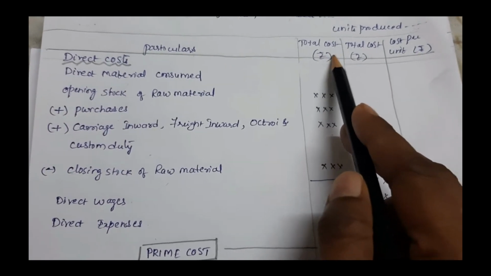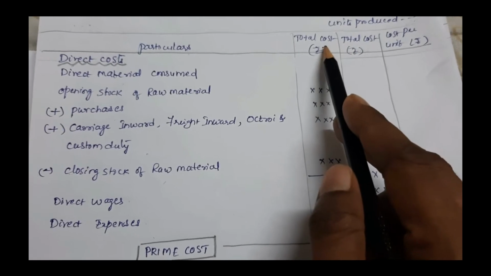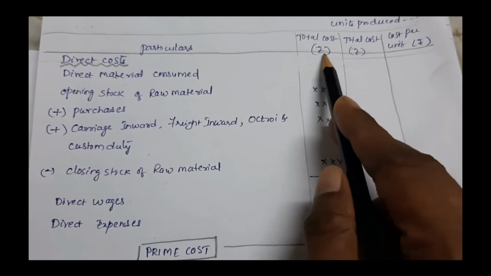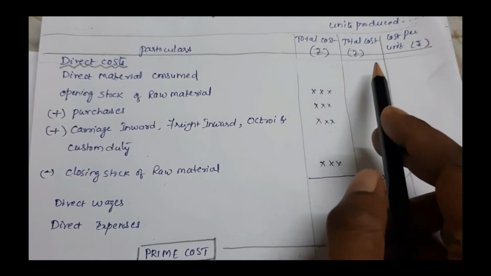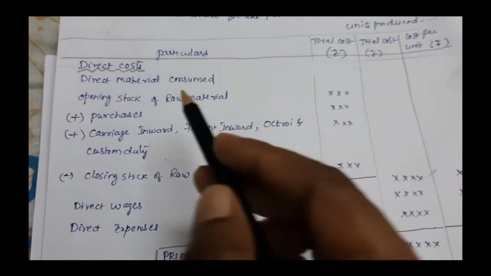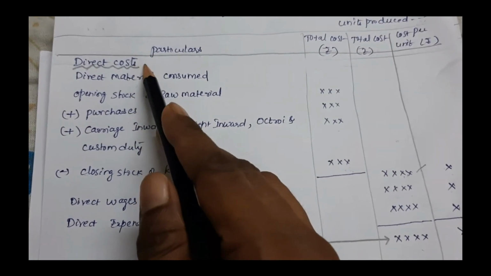are maintained in 2 columns. First column is inner column and the another column is outer column. Any adjustments will be made in inner column and we will take the amount at the outer column. So cost sheet will start with the direct costs.